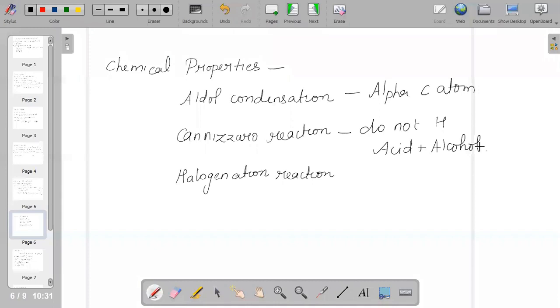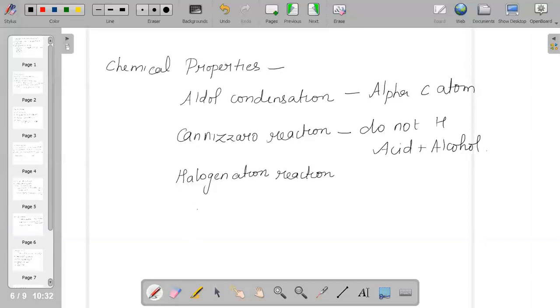We can also say that in a halogenation reaction, the alpha hydrogen will be substituted by halogen and we can get a product accordingly. So that is also possible. If we say halogenation, benzaldehyde, when reacting with chlorine in the presence of aluminium chloride, can give us chlorobenzaldehyde.